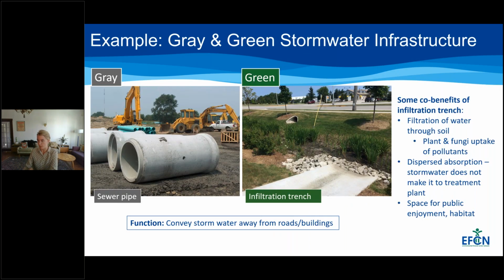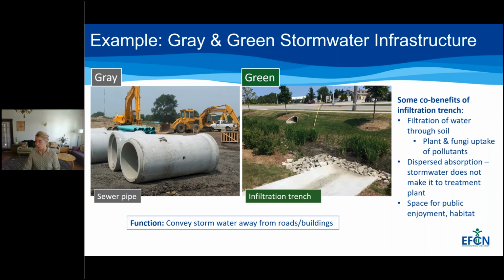So let's look at one example of green and gray infrastructure that share a function but look a bit different on the ground. Here we have concrete sewer pipes whose function is the conveyance of stormwater away from roads and buildings. And its green counterpart is an infiltration trench that could include filtration of the water through soil, allowing plants and fungi in the trench to break down pollutants associated with the adjacent road, like heavy metals and oils and that kind of thing. And this is a feature that the community can enjoy walking along, with plants cooling the air and improving air quality, as well as capturing carbon and other airborne particles.